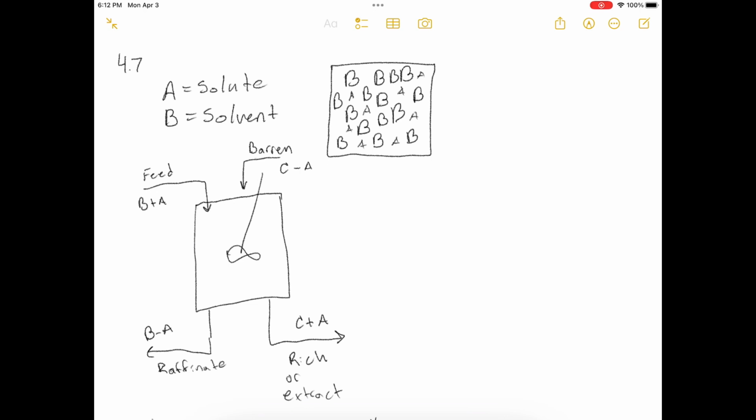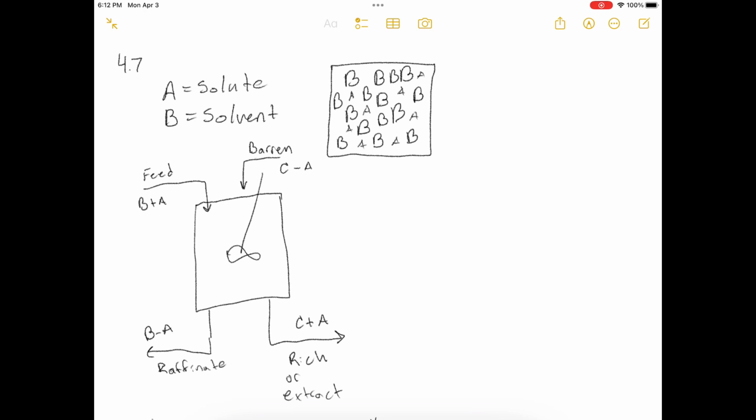The mixture is contacted in an agitated vessel with a second liquid solvent, C, that has two key properties: A dissolves into it, and B is immiscible or nearly immiscible with it. For example, B may be water, C a hydrocarbon oil, and A a species that dissolves in both water and oil. Some of the A transfers from B to C, and then the B-rich phase, the raffinate, and the C-rich phase, the extract, separate from each other in a settling tank.